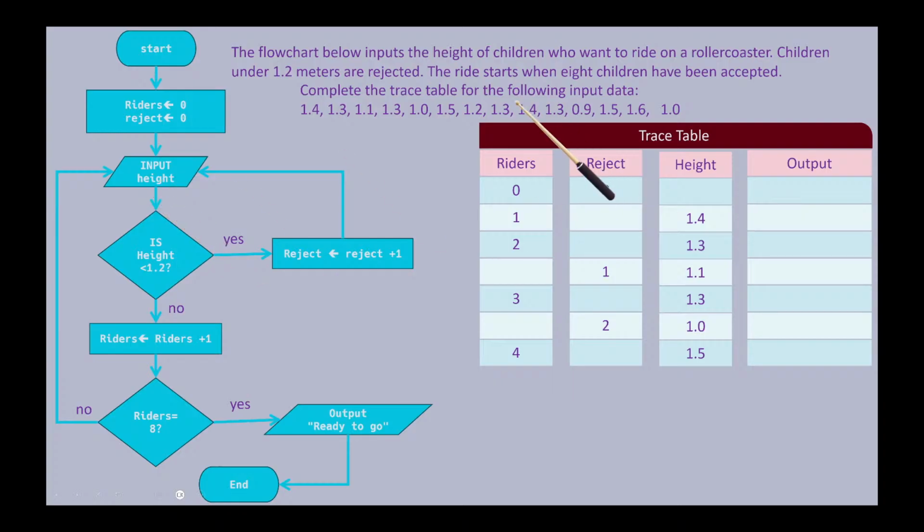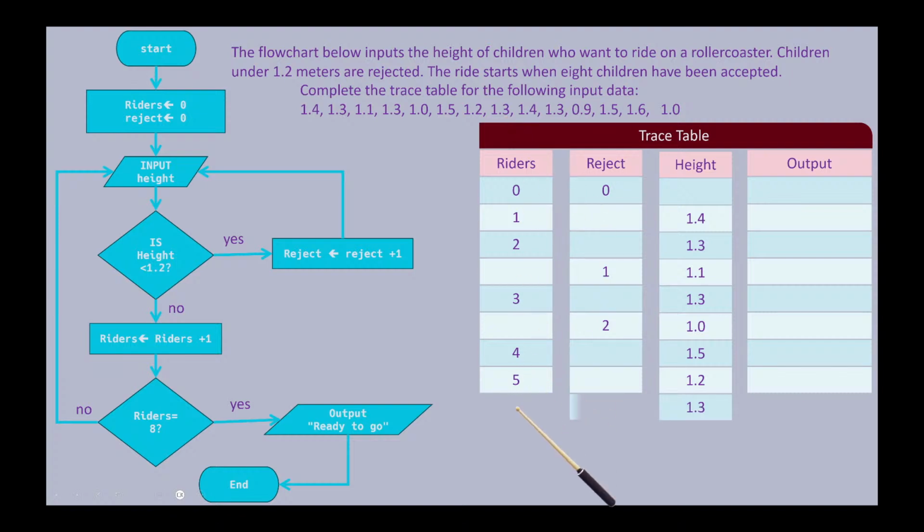Okay, next value is what? 1.2. 1.2 is here, and then we again check is height less than 1.2. So it's not less than 1.2. We can just add 1 to the rider, and then again we check is it 8. It's not 8. We can again go back. Okay, this time the input is what? 1.3. Again, when 1.3, we add 1 to the rider. Okay, and then we can again go back to ask the next input.